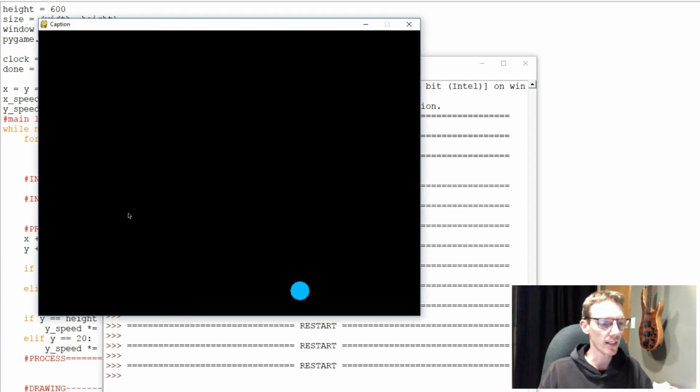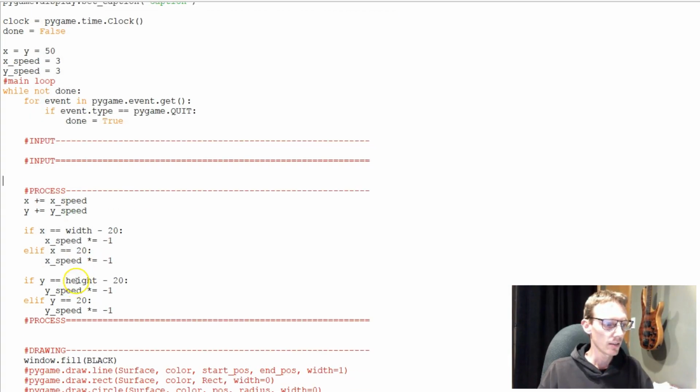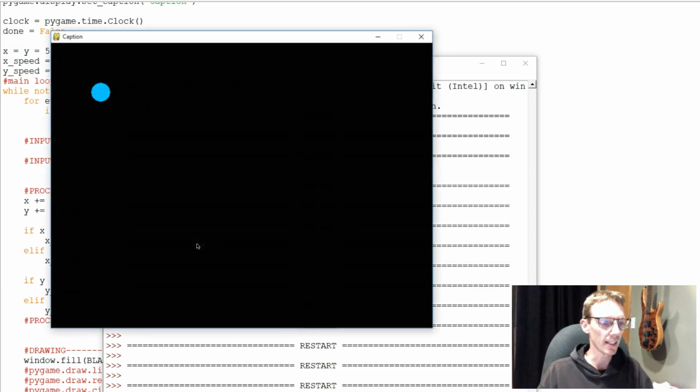Here's the ball coming down pretty fast, and it went right off the screen. Why? Well, because we're adding 3 each time, it never actually equaled the exact value of height minus 20. It was 1 or 2 off of that. So I need to say if it's greater than or equal to height minus 20, or if it's less than 20. So if I go down below this value, or if I go above this value, then turn the ball around. Same thing here. If I go past the right-hand wall, or if I go to the left of the left-hand wall. Let's try that again.